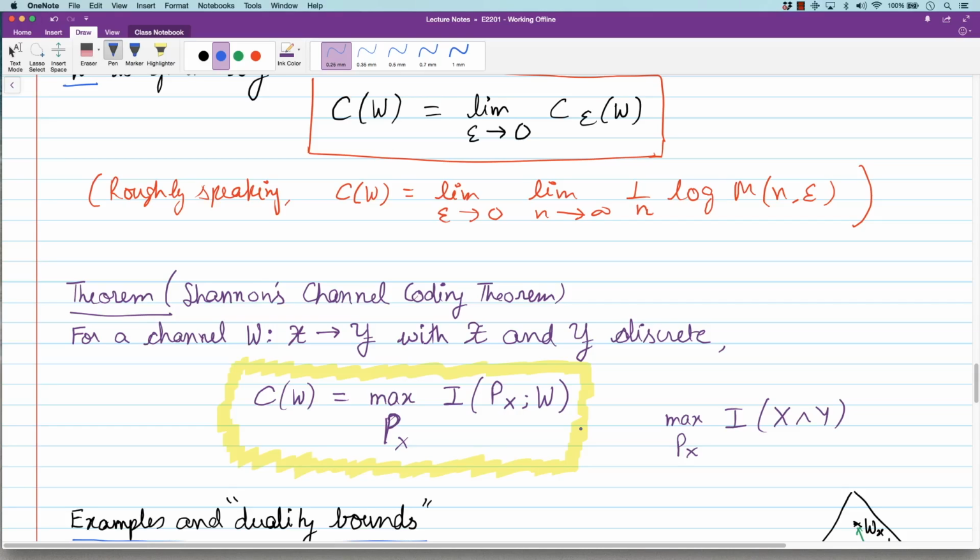In fact, this is the end of this unit, where I just wanted to define repetition code, motivate channel capacity, and then bring out these duality bounds. In the next unit, we'll prove Shannon's channel coding theorem, first for the binary symmetric channel and then for a general channel.